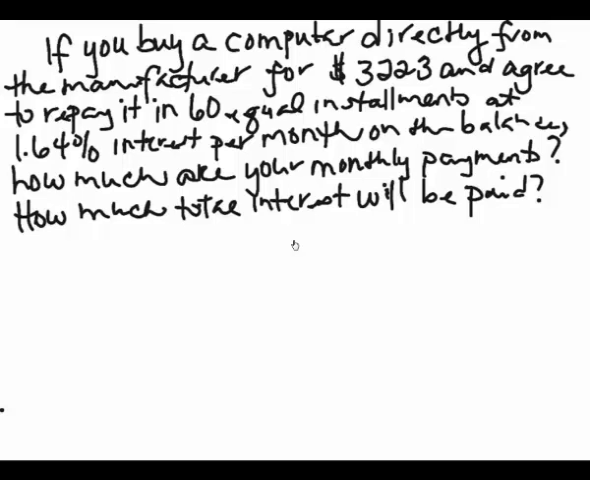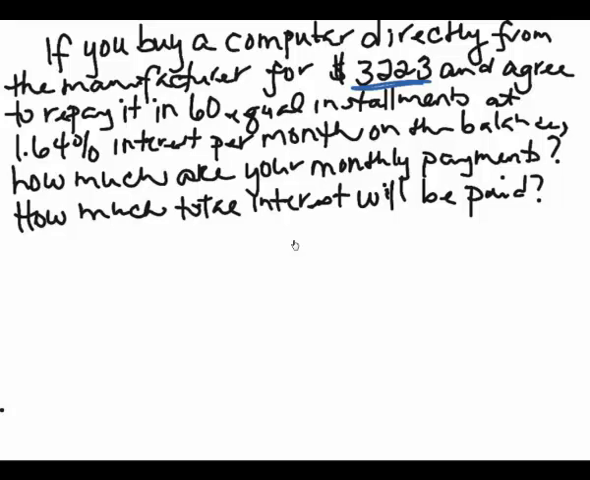Okay, so I'm going to kind of highlight some stuff before we start working it out. You buy a computer directly from the manufacturer for $3,223. I always find that if you're working a word problem, if you put yourself in the word problem, it just makes it more relatable and a little bit easier to understand. So let's say my computer's on the fritz and I have to buy a new computer. I want to buy it directly from the manufacturer's website for $3,223. But they have a payment plan. I can actually pay this back in 60 equal installments, but of course, if you're not paying it in full, you're going to have to pay interest.